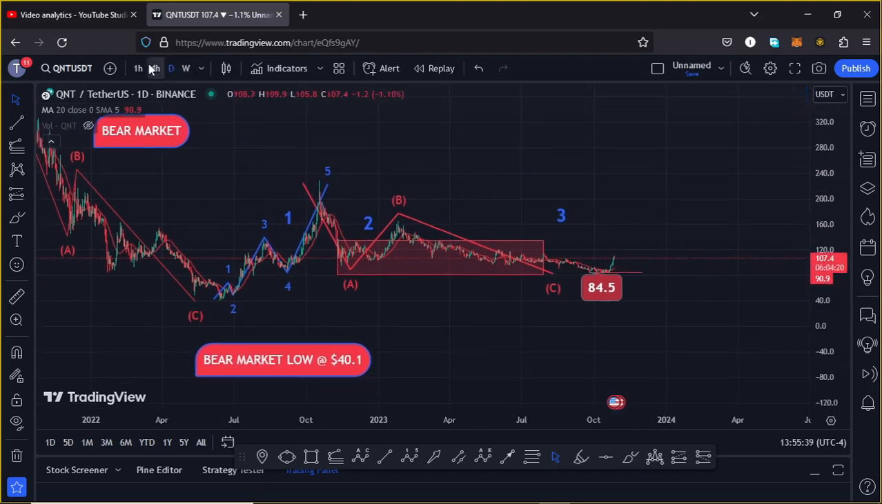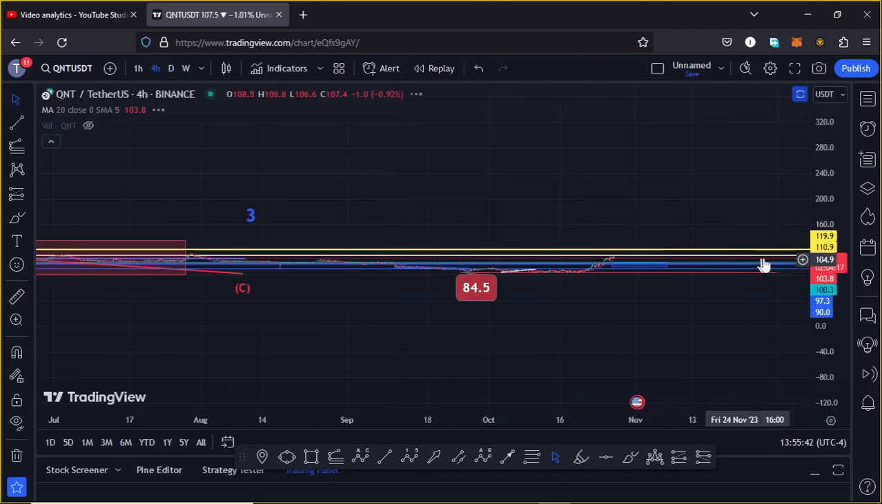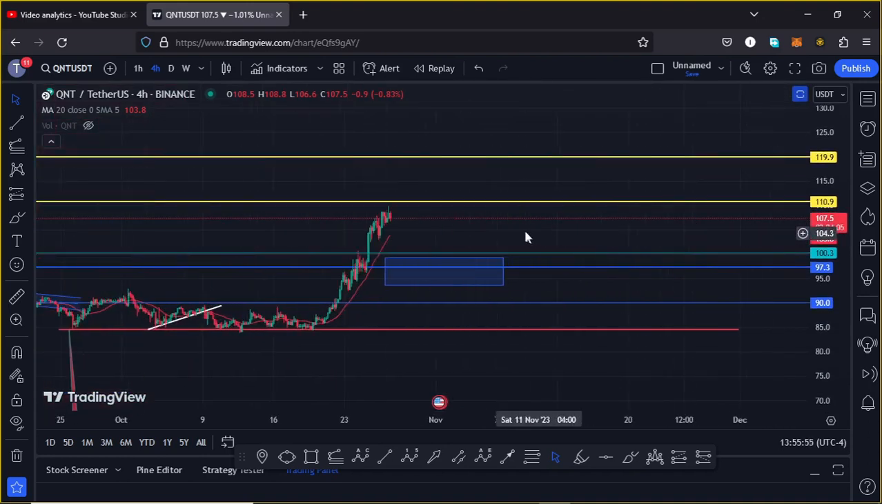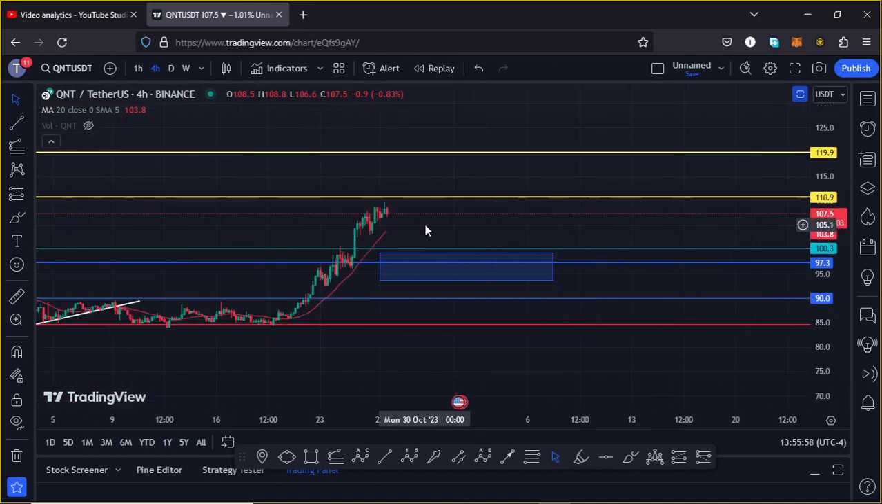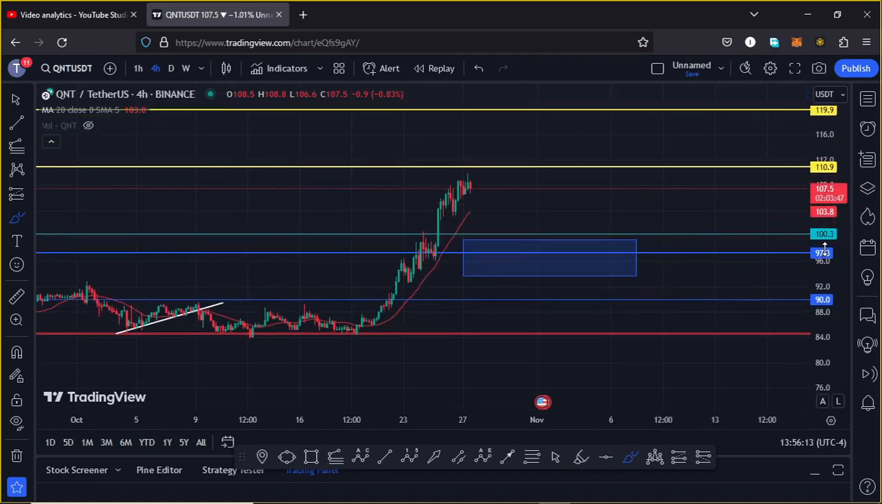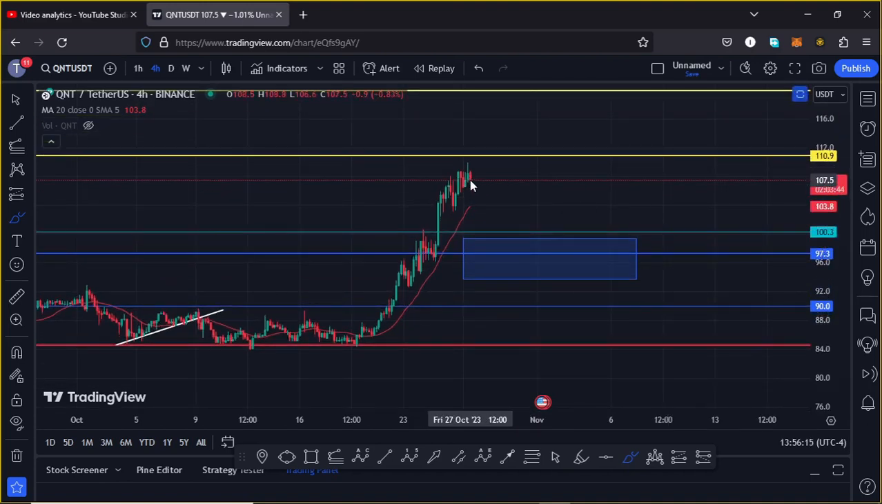And we also need to be aware of further pullbacks which can happen in case we see a rejection at our key area of resistance at around the $110.9 mark. And in case such a movement plays out, then expect a bit of a pullback to our key area of support at around the $100 mark, where we can find support and then get another massive bounce back. But if by any chance we lose the $100 mark, then I will be expecting QNT to give us further retracement to the area at around the $97.3 mark.